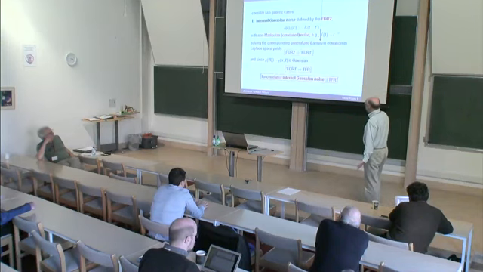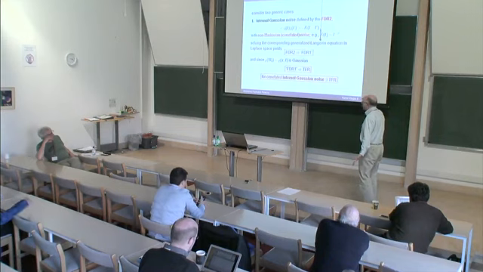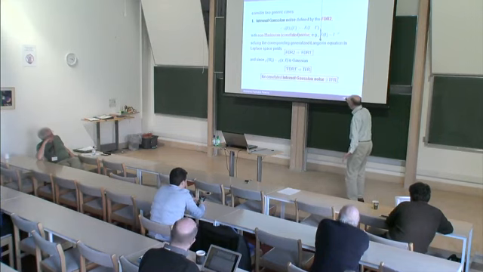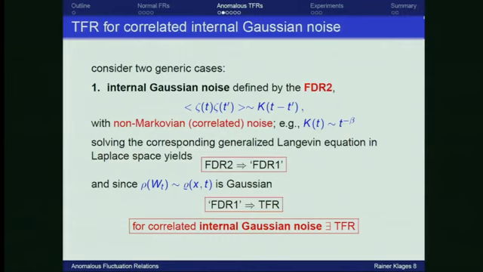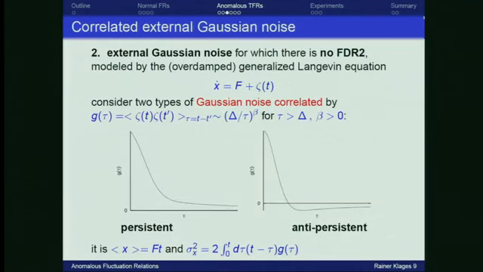Okay, once you have that, as I've just mentioned, since the PDFs are Gaussian, then you know that you have the transient fluctuation relation. That means for correlated internal Gaussian noise, we have the transient fluctuation relation. So nothing special going on. More interesting is the second case, namely external noise.